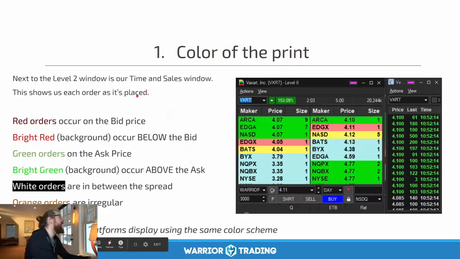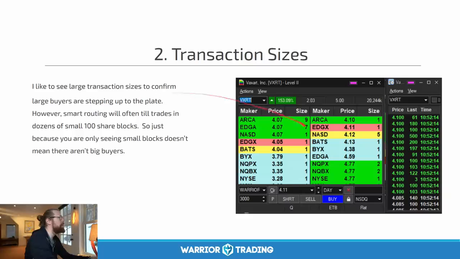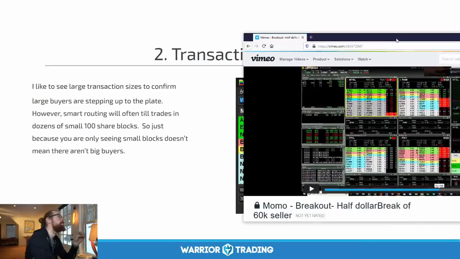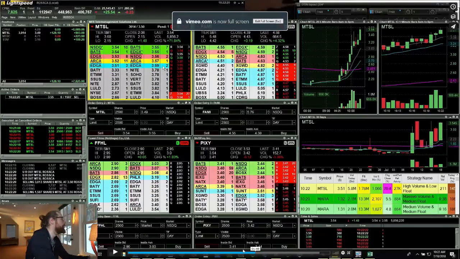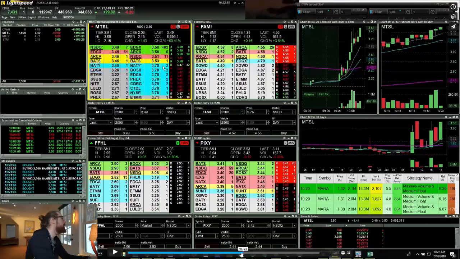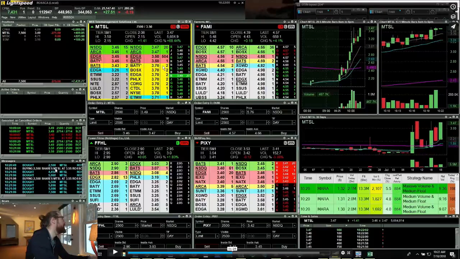So to add to this, on the transaction size, one thing that's interesting is most orders, most smart routing, but even at this point NASDAQ and EDGX and ARCA, they'll break your order out into little blocks. So a 10,000 share order could be a ton of 100, 200 share blocks. And when you actually take the trades, this shows the way the orders are filling. See how it filled in these little increments.